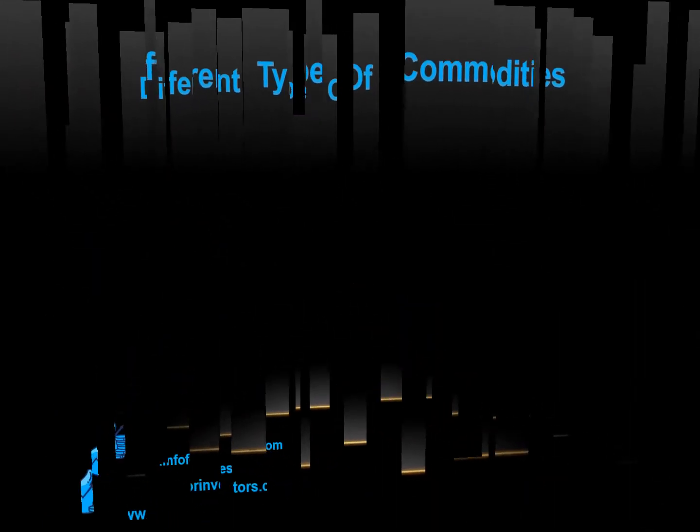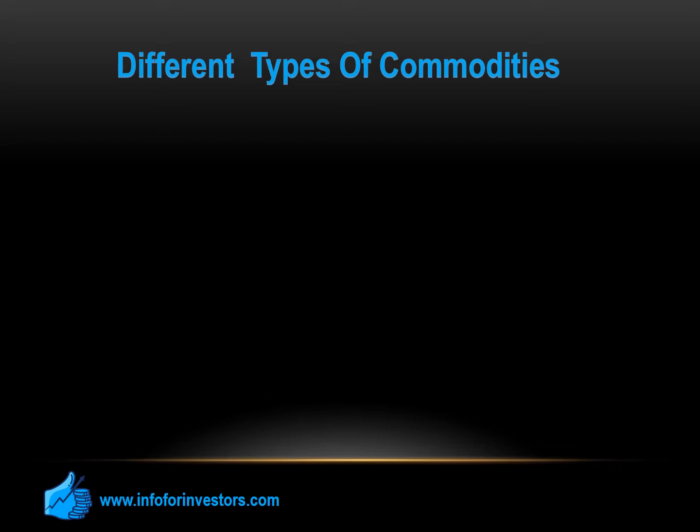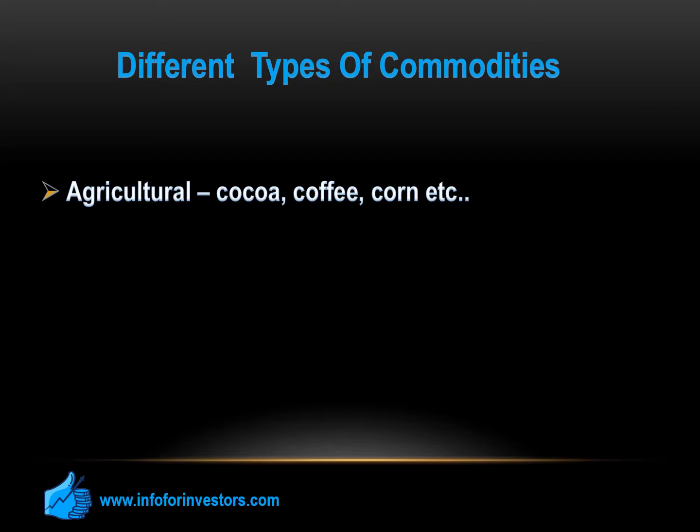Commodities have different types. Among them we can find agricultural, for example cocoa, coffee, corn, cotton, feeder cattle, hogs, live cattle, lumber, milk, oats, orange juice, palm oil, pork bellies, aka bacon, rapeseed, rough rice, rubber, soybeans, soybean meal, soybean oil, sugar, wheat, and wool.